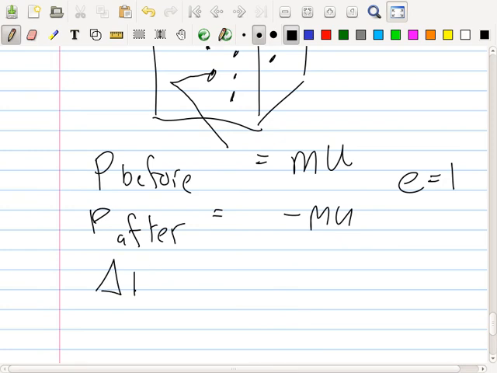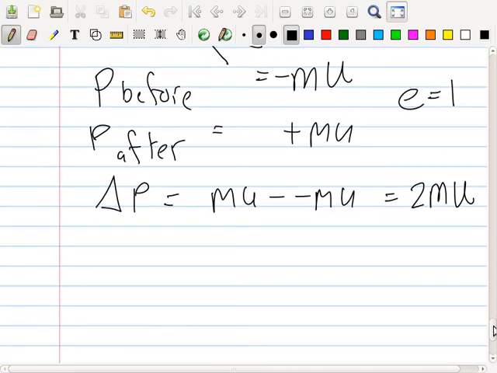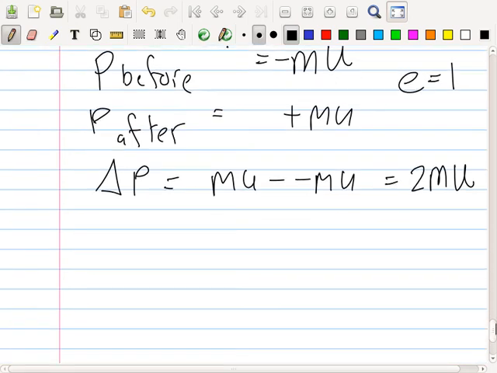Now the change in momentum will be, well, maybe I'll put the before minus after. I think I'll put this one as the minus and then this one as the plus. Not that it matters. So it'll be mu minus minus mu, which equals 2mu. Come on, Mustafa, you can see why. Okay? Right, now, next.